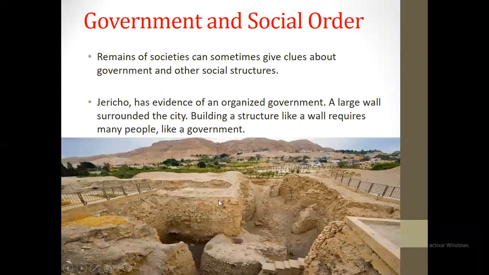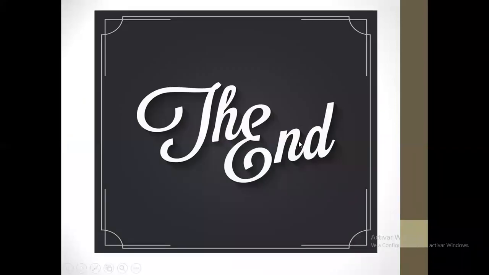So that gave us the idea that they were well organized as a government. A large wall surrounded the city. Construction like a wall requires many people, like a government. So because these were walls over here, you see these were walls, they were surrounding the city. On this occasion, the name of the city was Jericho. Okay. This is basically the beginning of agriculture that brought different changes in the society.